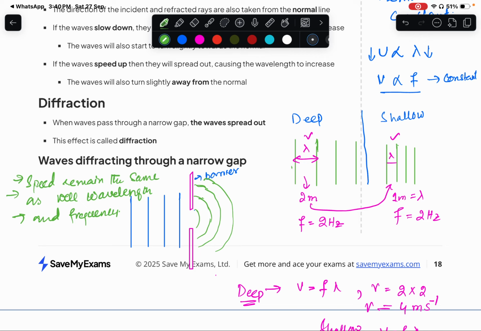Like the speed would not change the way the speed was changing during refraction. This time during diffraction, the wave is not going to change its speed. Speed will remain the same. So obviously, if the speed is the same, then, since speed depends upon frequency and wavelength, the frequency and wavelength are also not changing. That's why the speed remains constant, right?